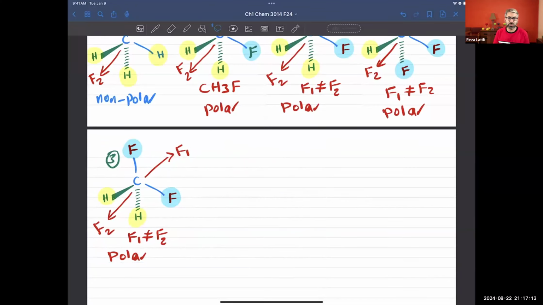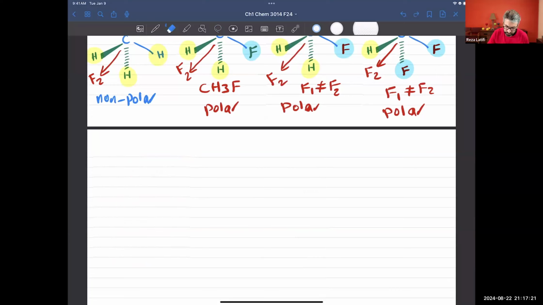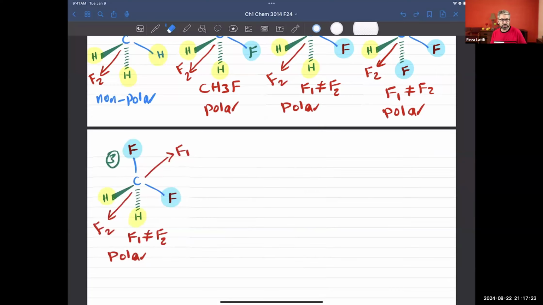So I want you to change your vision. When I say change your vision, the way I'm going to ask you to look at it, imagine you are looking at the molecule from here, either here or from here. It doesn't matter which side you are using. So say we are looking from this side. What do I see? I see hydrogen and a fluorine.